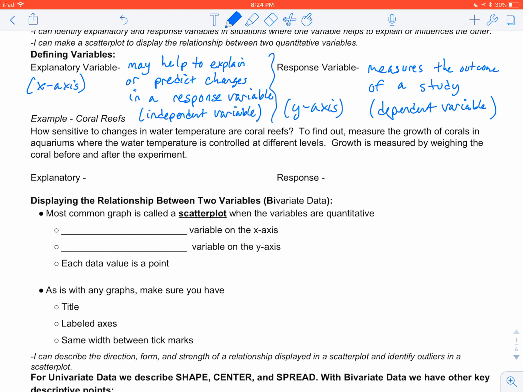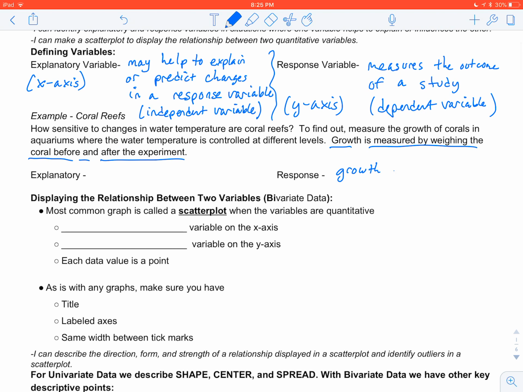If you want to quickly go through and identify each one, response variable, personally, I think is a little bit easier to identify. It's a thing that you're actually measuring to see what changed. And in this case, the last sentence, it says growth is measured by weighing the coral before and after the experiment. That's what you want to find out. What's actually changing there, and the growth is what's changing. So response variable is going to be growth measured by the weight. So growth of coral measured by the weight.